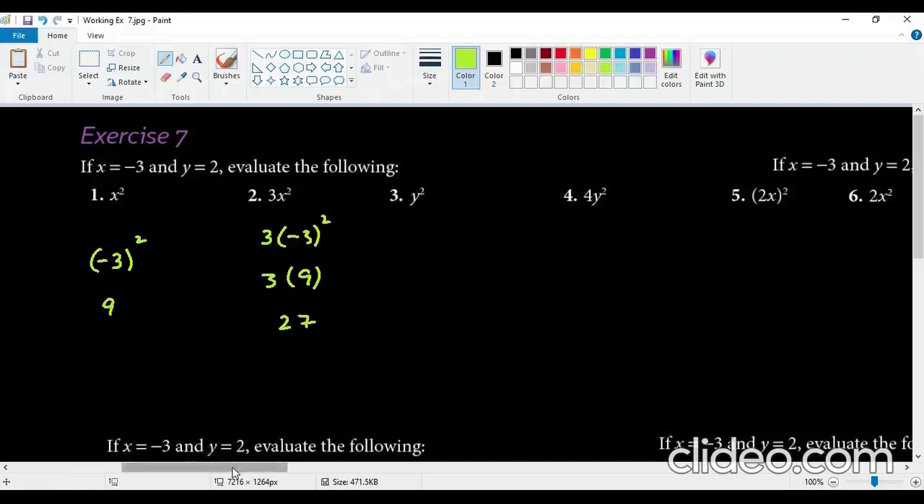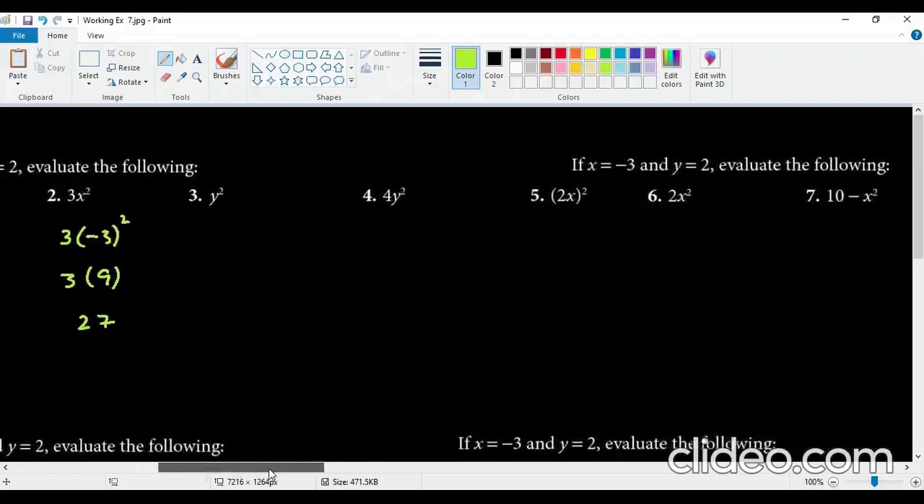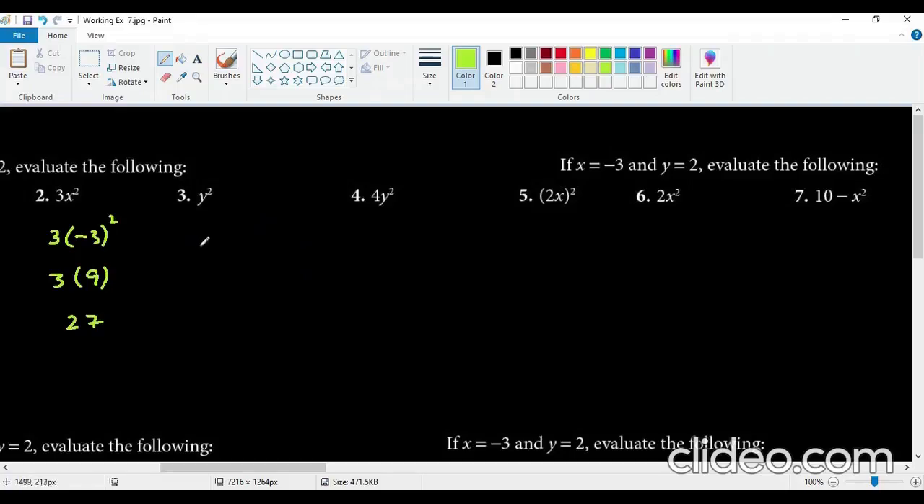When it comes to question number 3, it says y square. That means 2 square is going to give you a 4, which is your answer. Now here 4 is multiplied by the value of y square. That means it's going to be something like this: 4 times 2 square. That means 4 is multiplied by 4 itself.